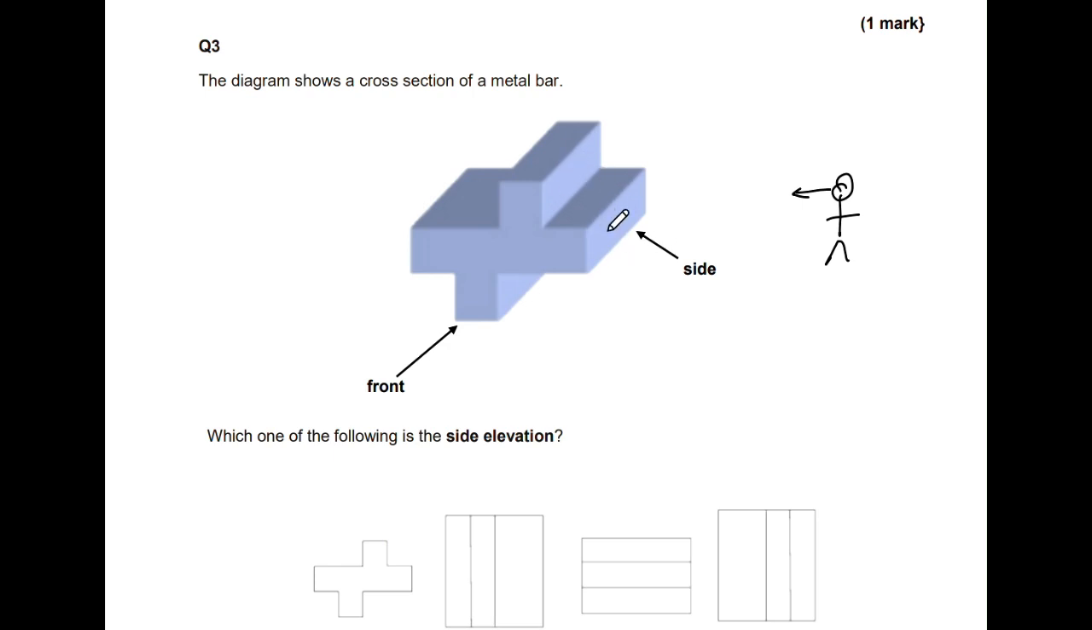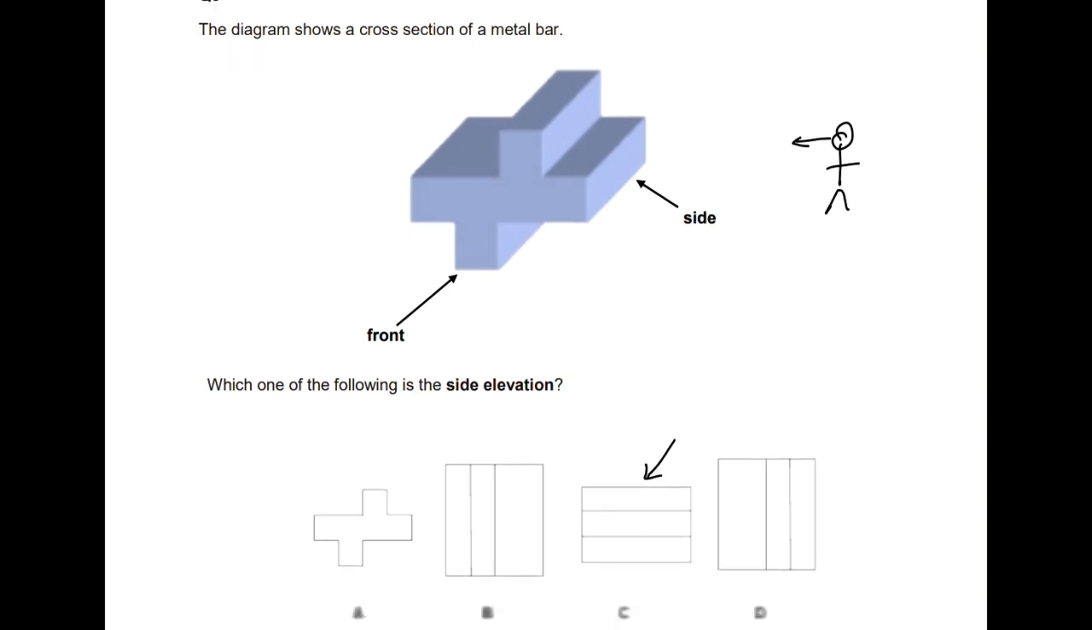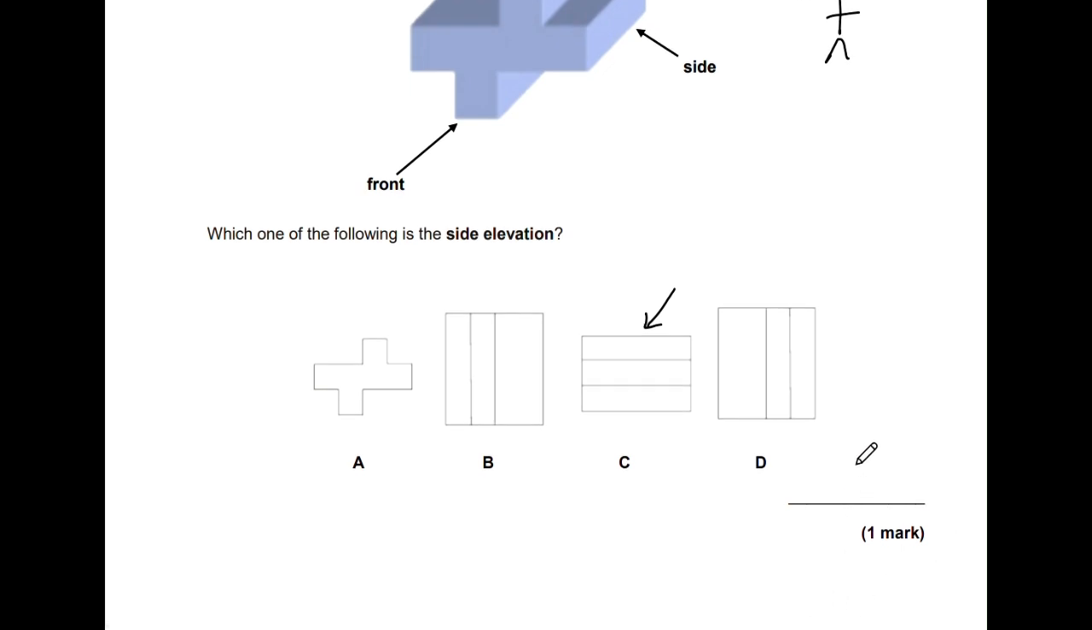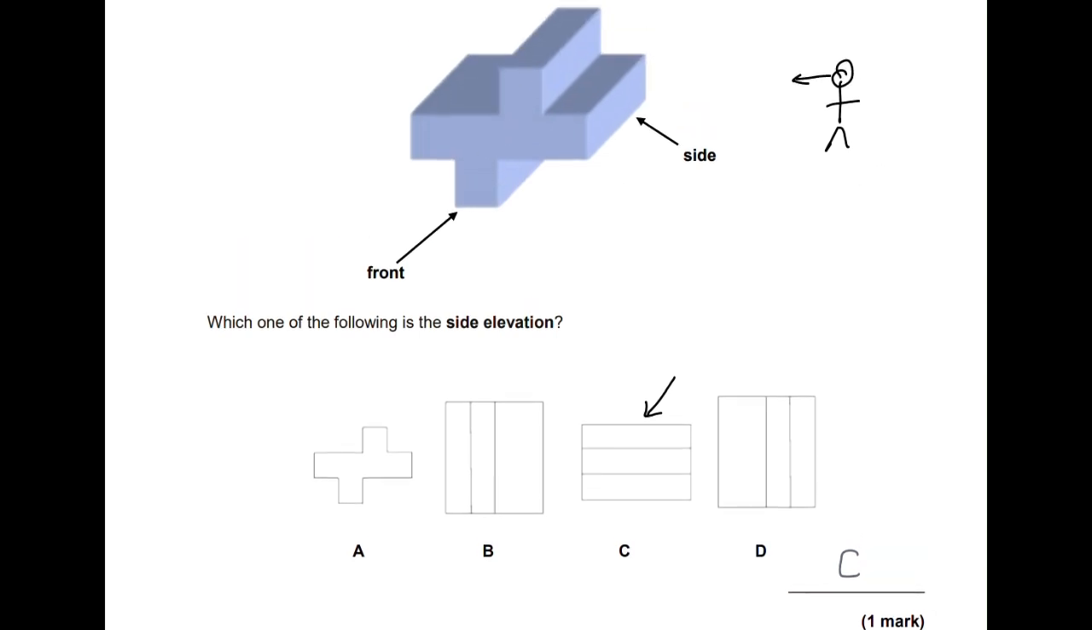So it's got 3 levels, hasn't it? So it's going to be this one. So it's going to be C. A would be the front elevation. And B and D are looking at it from the top and the bottom.